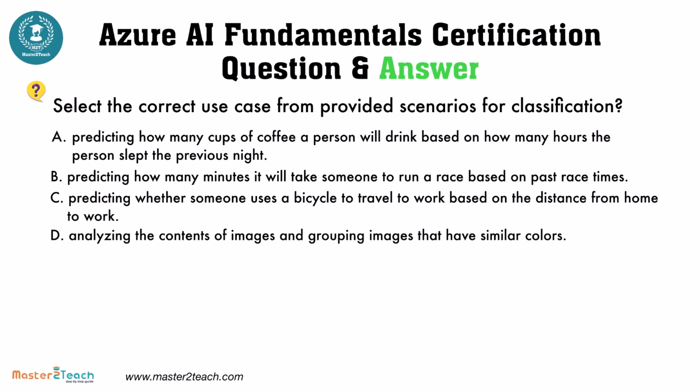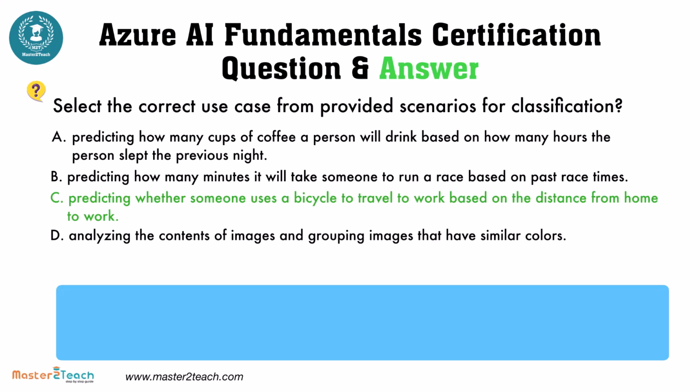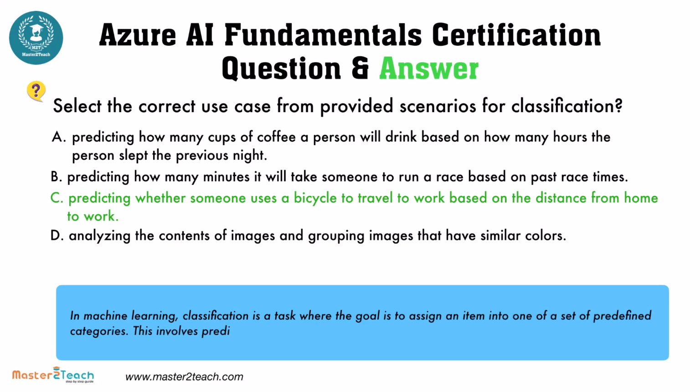The correct answer is predicting whether someone uses a bicycle to travel to work based on the distance from home to work. In machine learning, classification is a task where the goal is to assign an item into one of a set of predefined categories. This involves predicting discrete labels such as yes, no, true, false, or categories like cat, dog.